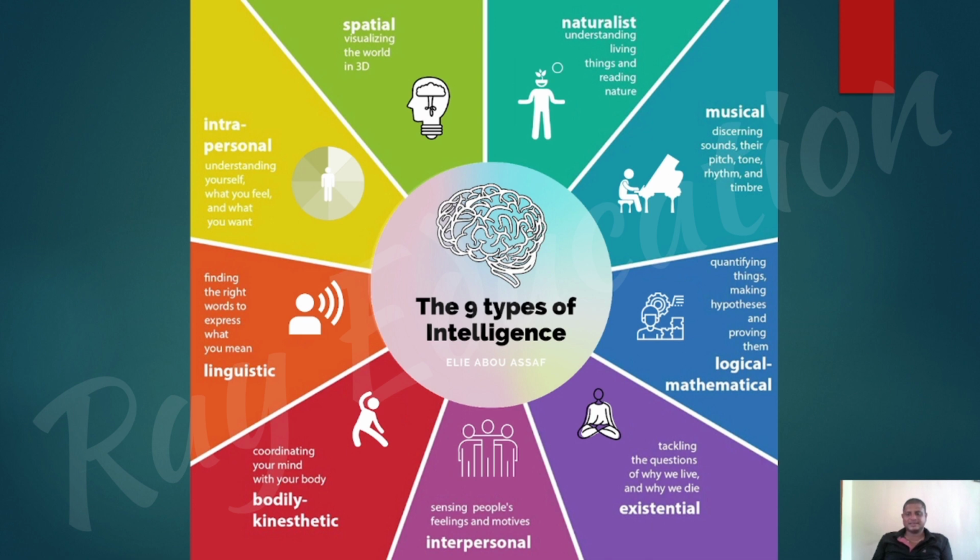This comes under the existential intelligence. Next, interpersonal skills. It is an important intelligence. We are going to communicate with someone else, and how we are going to communicate with them. So these things come under the interpersonal intelligence. So sensing people's feelings and motivating them.